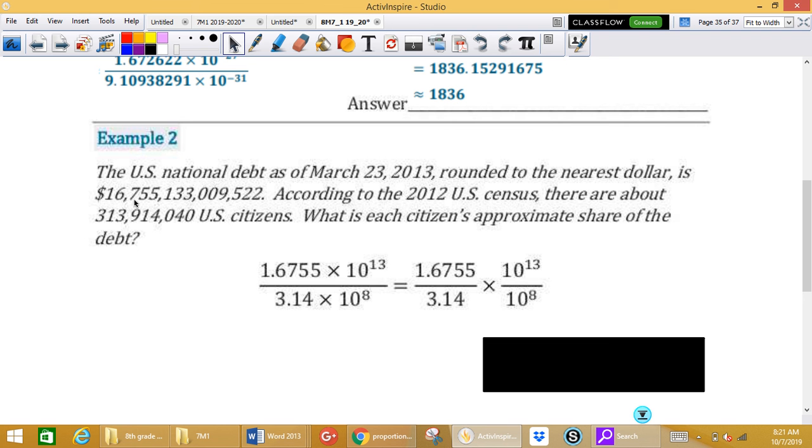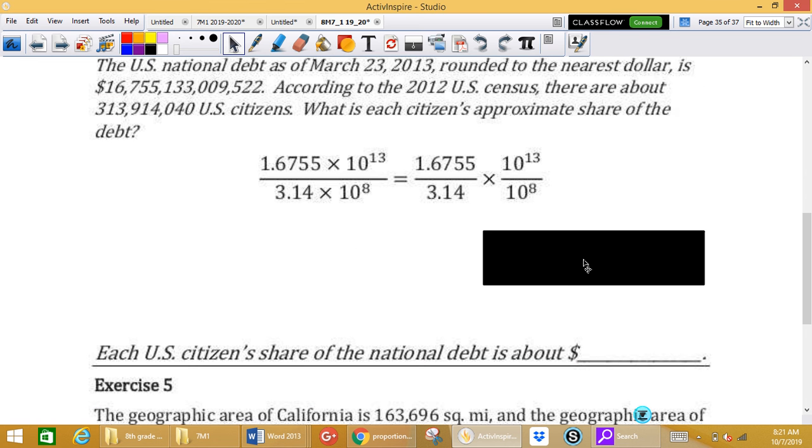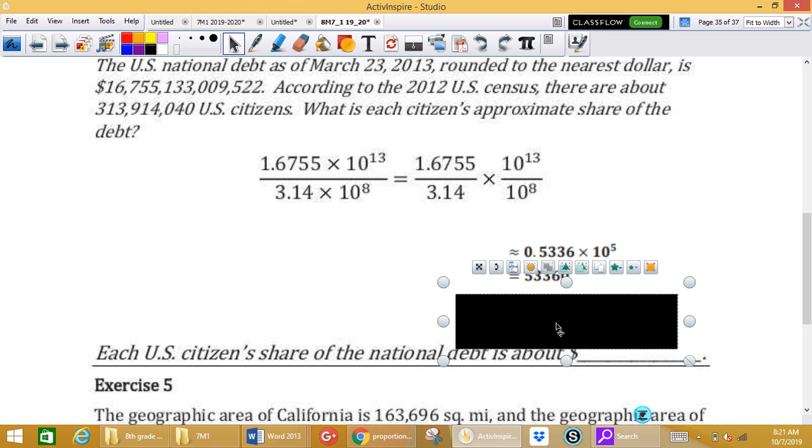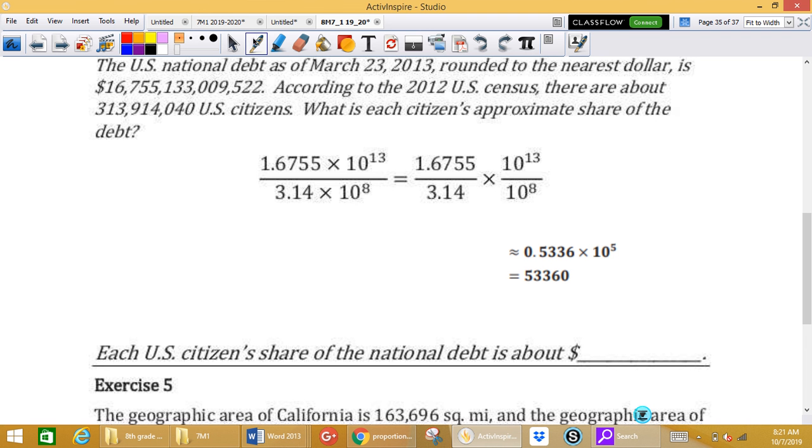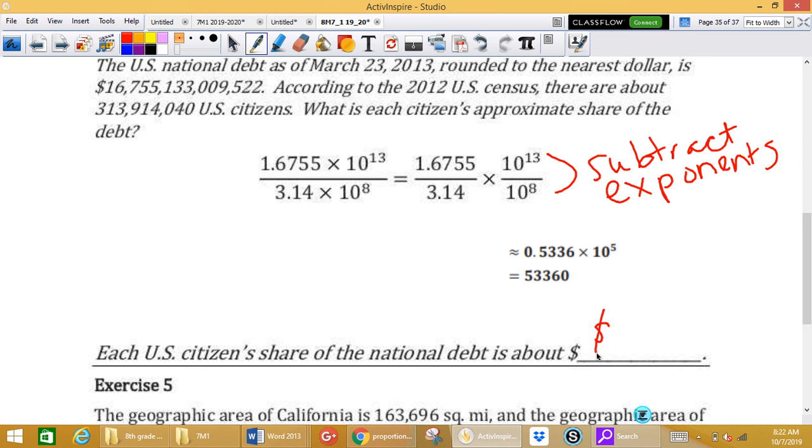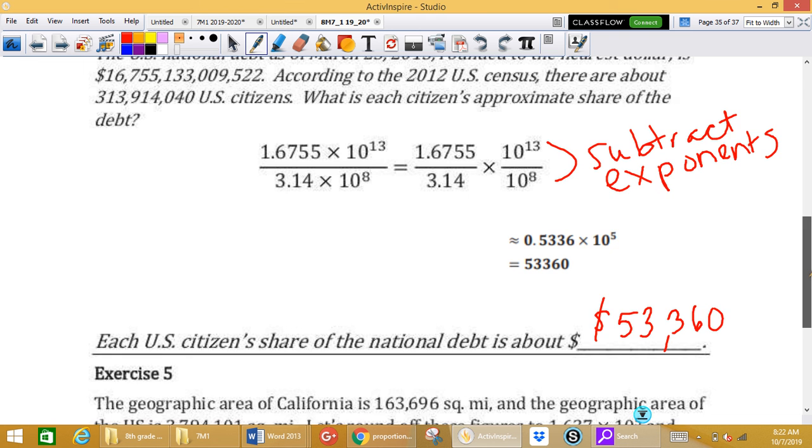So we put these numbers into scientific notation. We're going to divide them out, the money divided by all the citizens. And keep in mind, when you do this, you need to subtract the exponents. So each of our debt is about $53,360. That's about some people's income for the year.